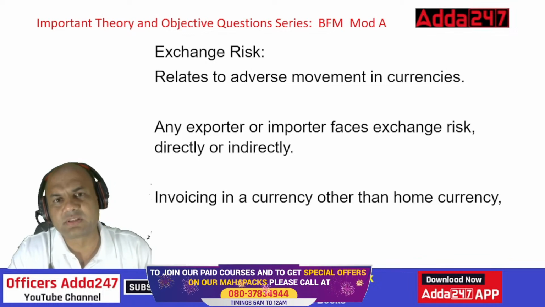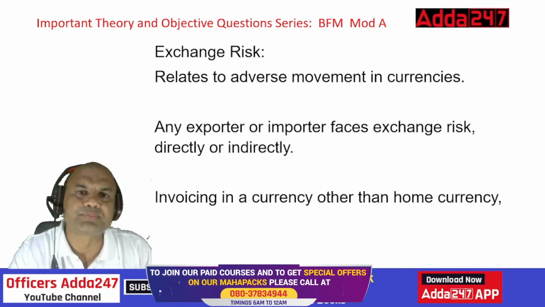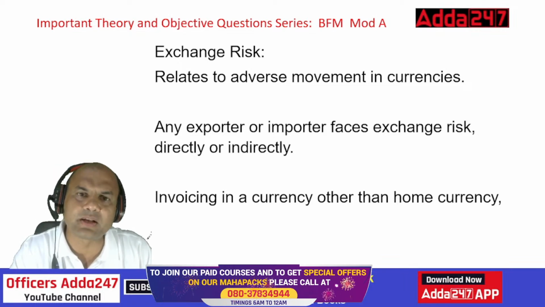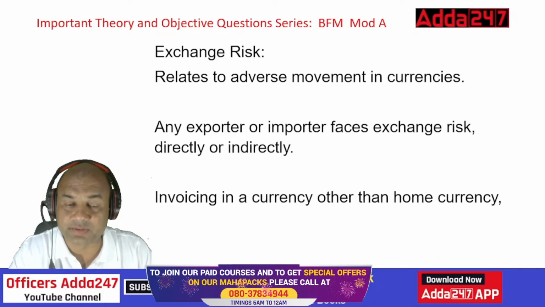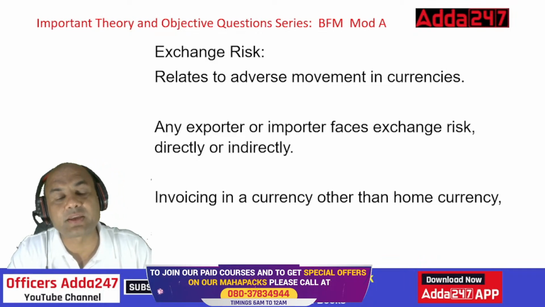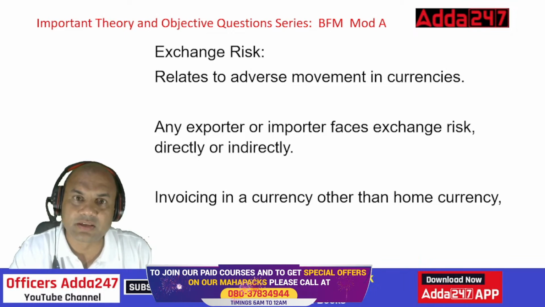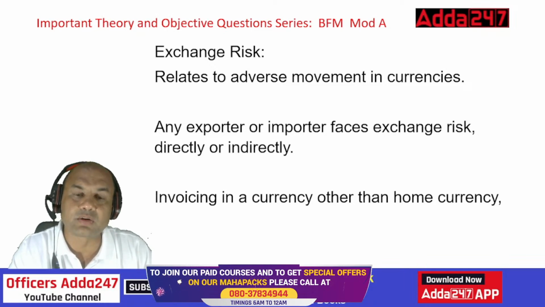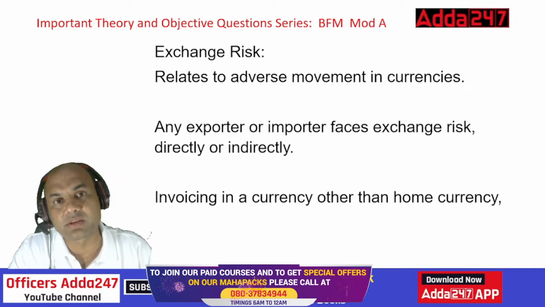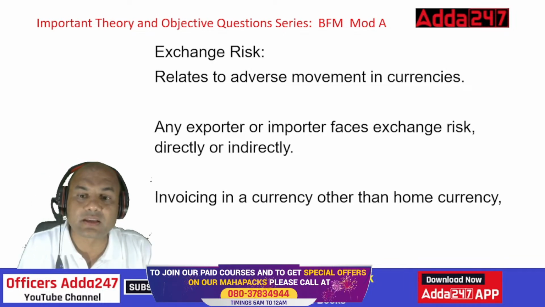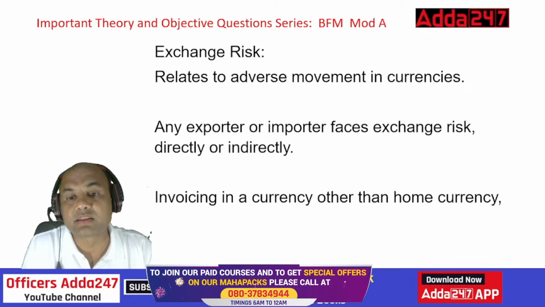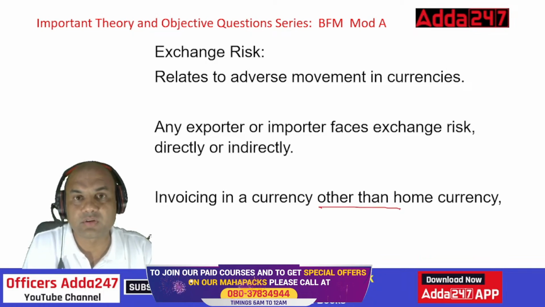You pay me 100 rupees, let's say, and I give you some service. So that 100 rupees, whether the dollar will rise or fall, will be 100 rupees, right? Directly. So invoicing in another currency: if I give you a bill of $100 and the dollar rate changes, then I'm at risk. Why? Because ultimately I have to convert the dollars into rupees, since I deal in rupees over here. So invoicing in a currency other than the home currency is also related to exchange risk. Other than the home currency, okay? Got it clear?